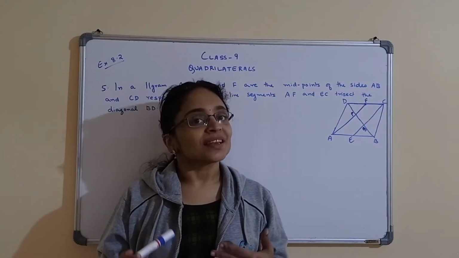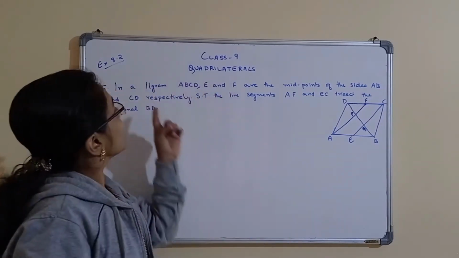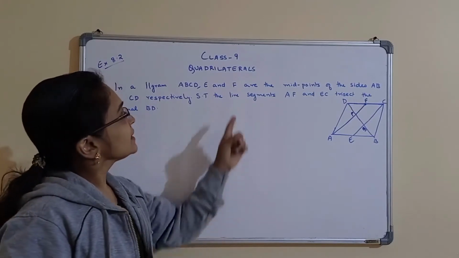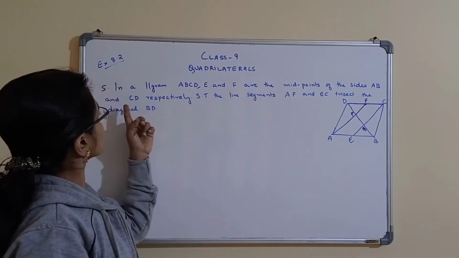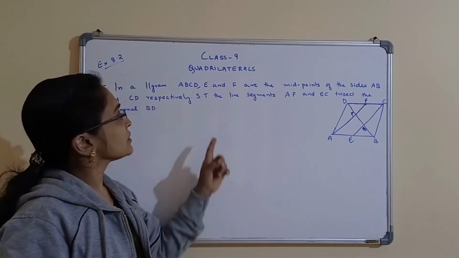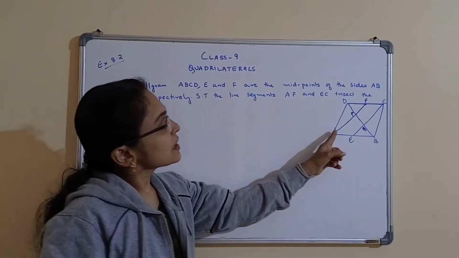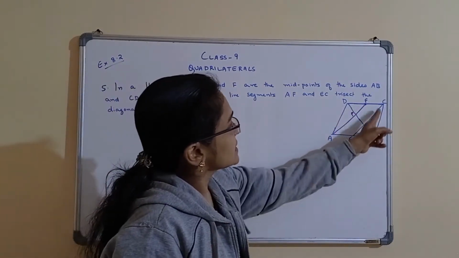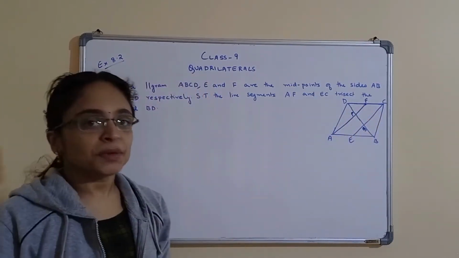Okay, so let us start now. And the question is, in a parallelogram ABCD, E and F are the midpoints of the sides AB and CD respectively. Show that the line segments AF and EC trisect the diagonal BD.